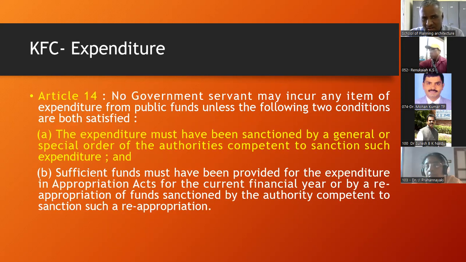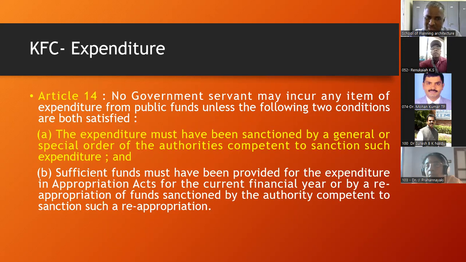Expenditure. Article 40 says that no government servant may incur any item of expenditure from public funds unless the following two conditions are fulfilled. For receipts, there are no conditions. You receive the fund from any source, from government, donors, etc. But when you want to spend the money, there are two conditions.